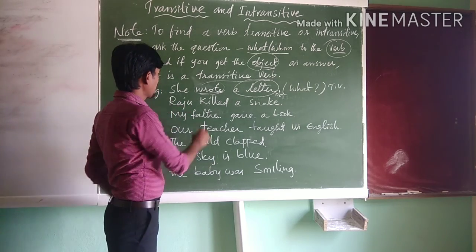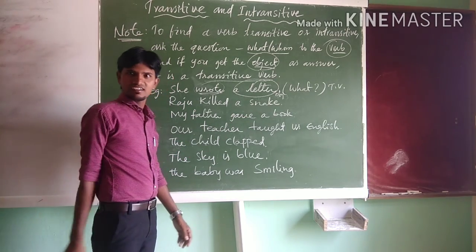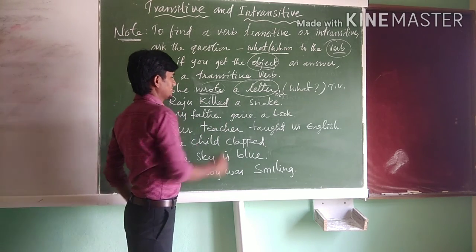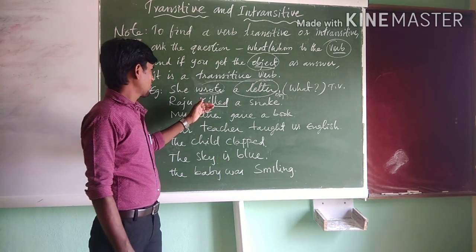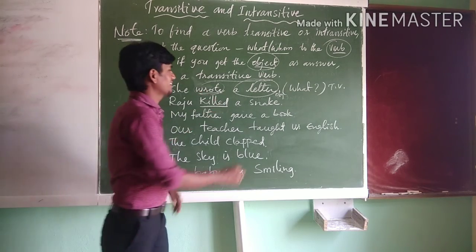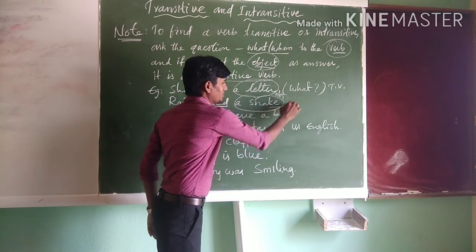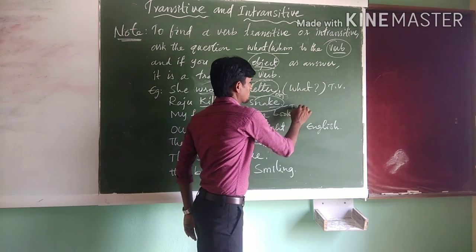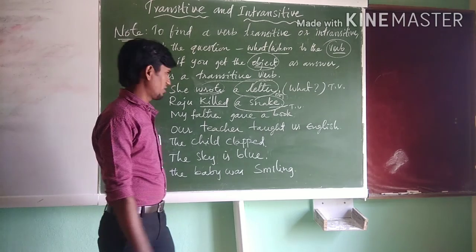And next example, Raju killed a snake. What is the verb in this, my dear students? Killed. So, what did Raju kill? A snake. Again, the object is the answer. So therefore, it is also a transitive verb.